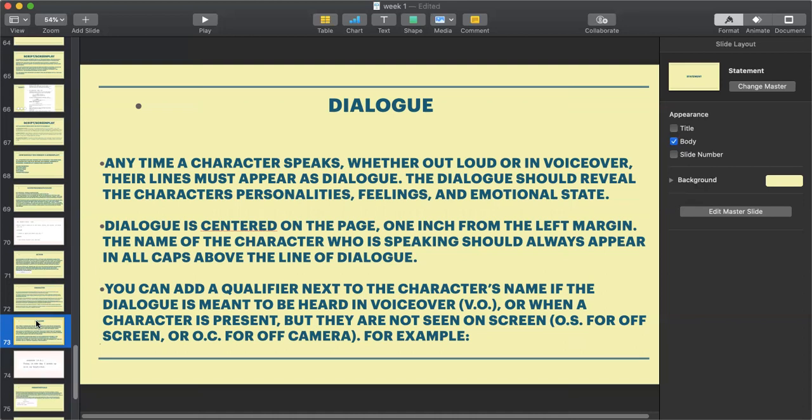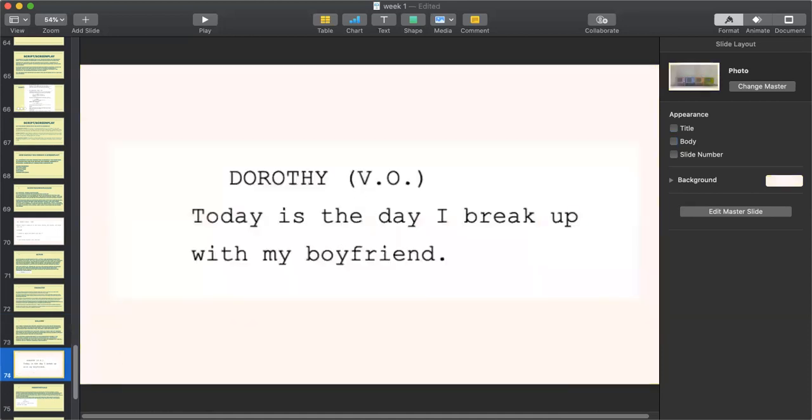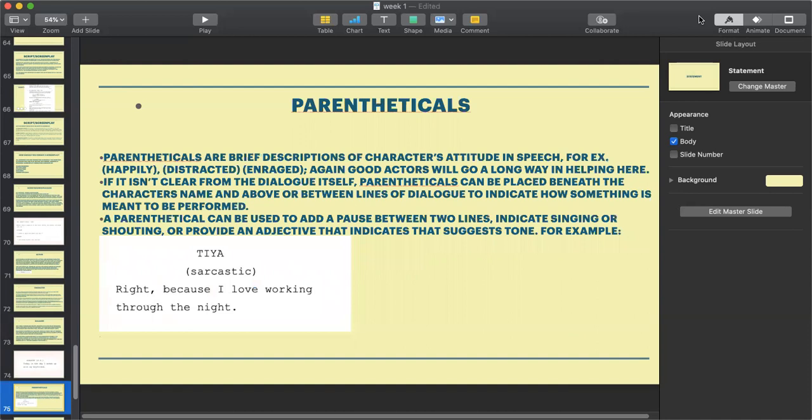Okay, I'm behind the camera, I'm speaking. So my voice is only heard, the camera is not showing me, but I'm in the scene, right? So these kinds of things you need to add. Again, this is one example. The last thing that every script contains is parentheticals. Parentheticals are brief descriptions of characters' attitude in speech. For example, happily, distracted, engaged, enraged. What the character is feeling while he is talking.